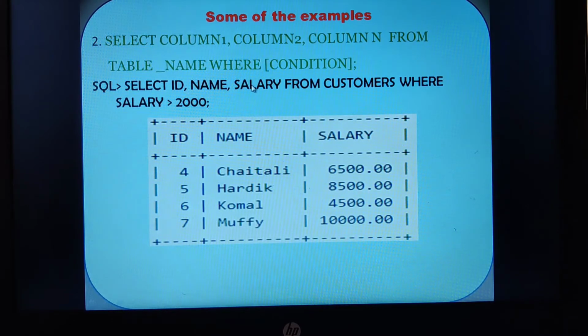Then moving on to the next one, that is based upon a condition. If I want to retrieve any of the records from the table, then I would have a syntax like select column name, column 1, 2 up to column n from table name where you specify the condition. Syntax is very important. Similarly, how do I write? Select ID, name, salary from customers where salary is greater than 2000. I want all the records where the salary is greater than 2000.